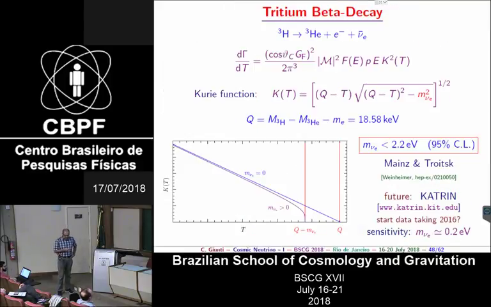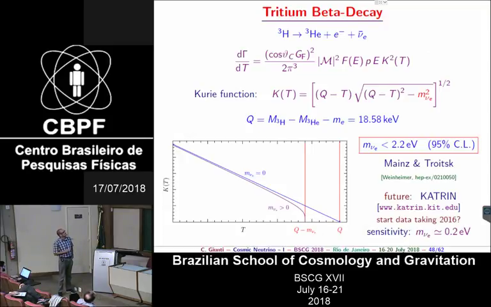So the way in which these experiments in the laboratory can measure the neutrino mass, the best way is by looking at tritium beta decay. This is the decay of tritium into helium and it produces an electron and the antineutrino. One cannot see the antineutrino. What one can see is the electron. So the measurement is done on the energy spectrum of the electron. And what is measured is the kinetic energy of the electron, which is denoted by T here.